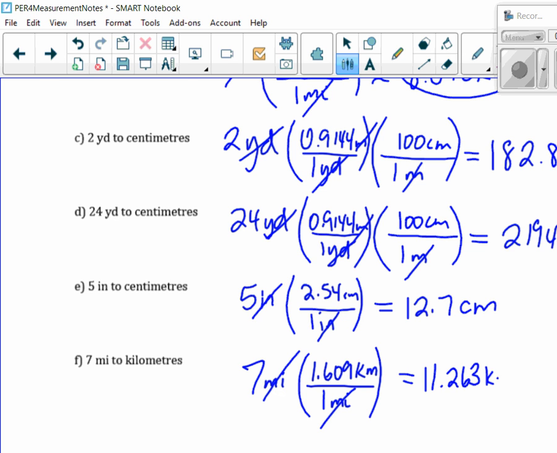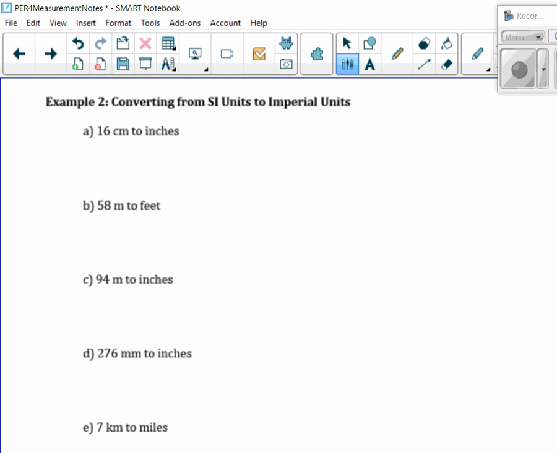11.263, and that would be kilometers. Don't forget all your units there. All right. So now we're going to go the other way. We're going to go centimeters to inches. So same thing, same method, nothing new.